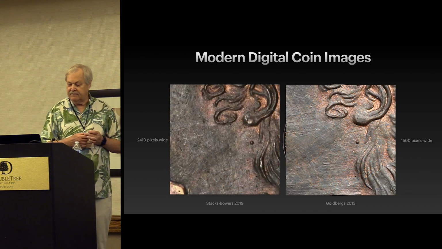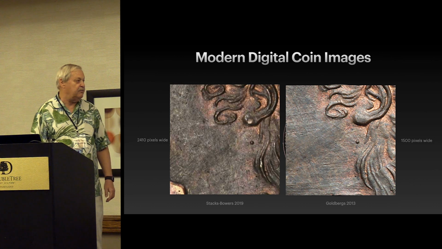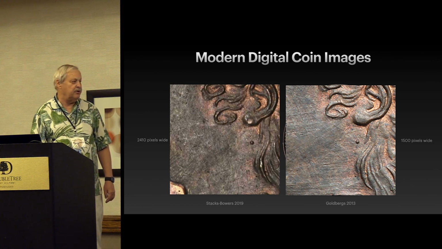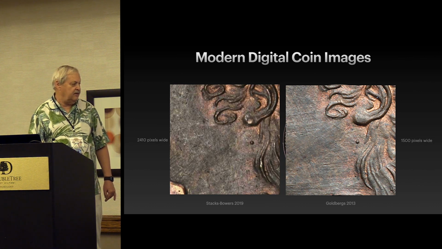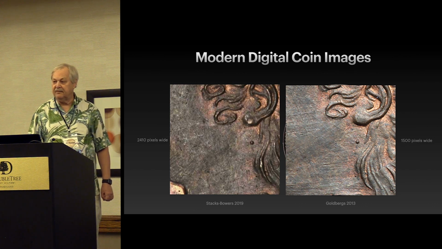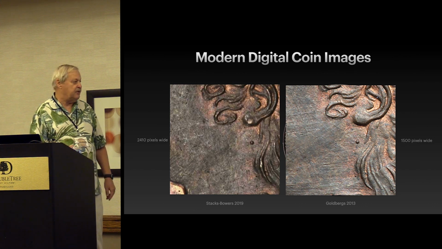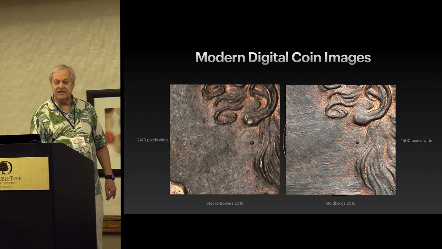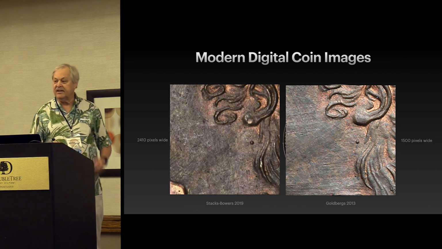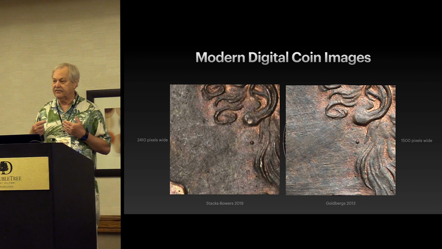Let's zoom in on the hair by the ear in both of these. This is the Tet Goldberg image. You can see a whole bunch of striations from the die down here in the throat, here in front of the ear. Look at this one. You can't really see those striations very well, even though the resolution is greater in this image than it is in this image. And it's because of the quality of the photograph.